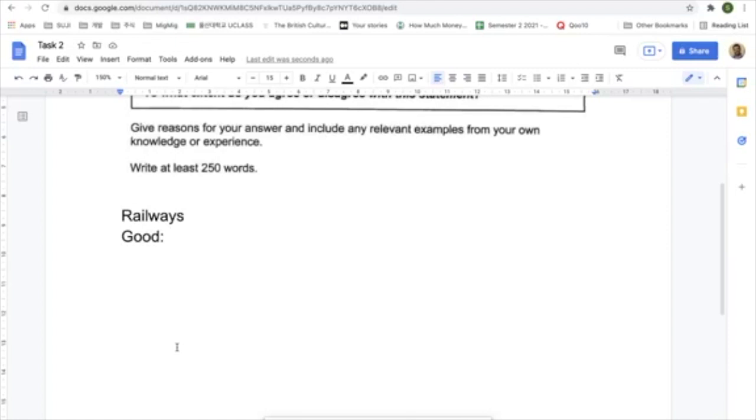Okay, so we're looking at railways and roads. So railways are good. Why are railways good? Because they connect cities quickly and easily.